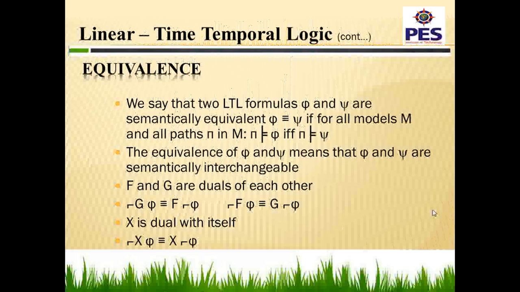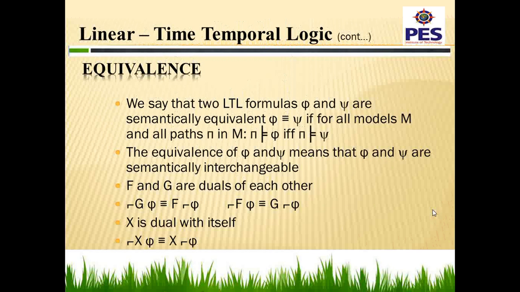Equivalence. We say that two linear time temporal logic formulas phi and psi are semantically equivalent if and only if they are equivalent and can be interchanged. And we have duals, future and globally. As you said, not of G of some atomic propositional atom P can be written as F not of phi, and F not of phi is G not phi, and X, the next state, is dual with itself.